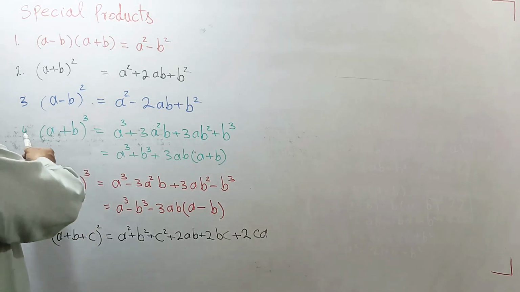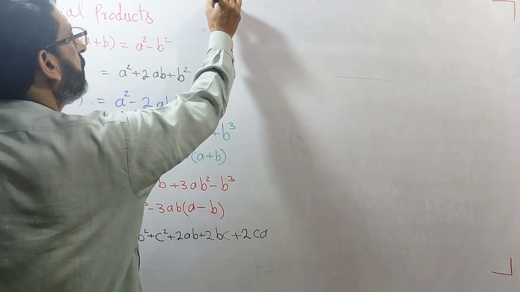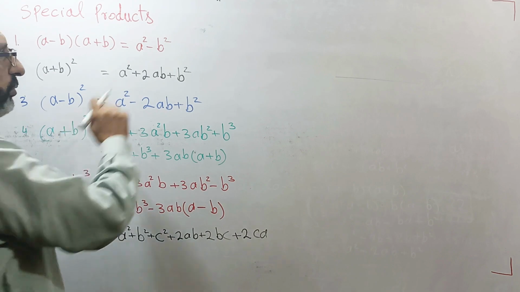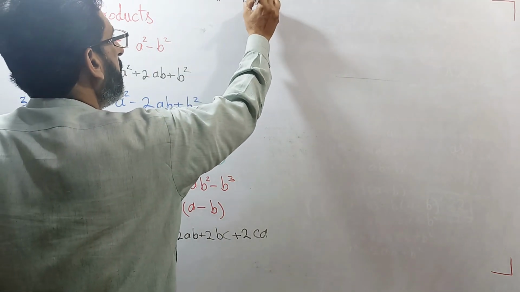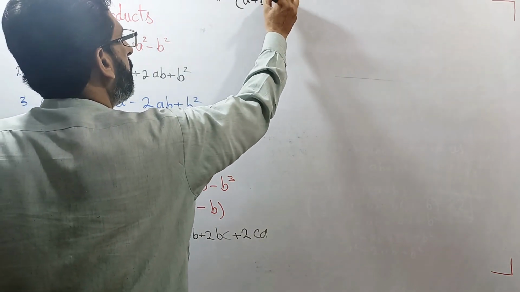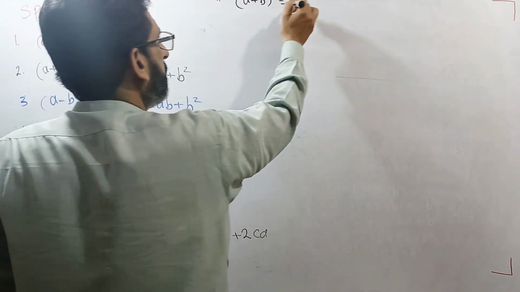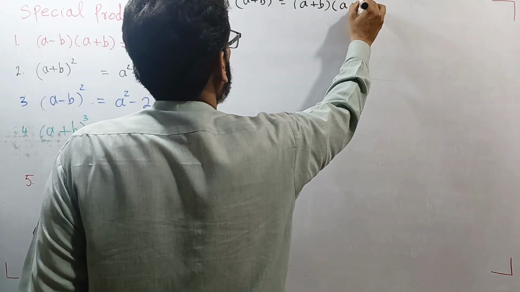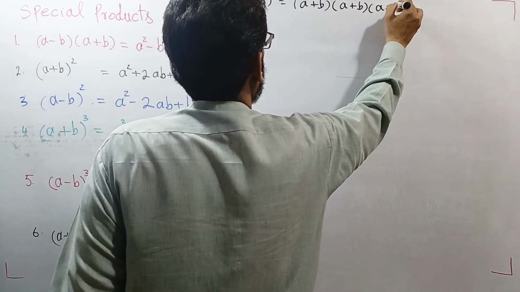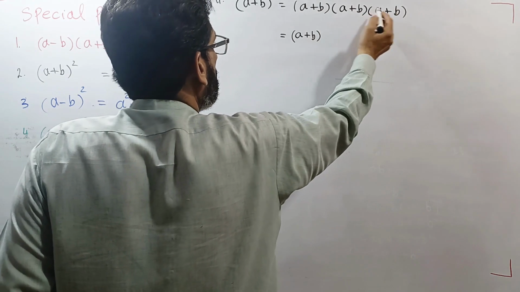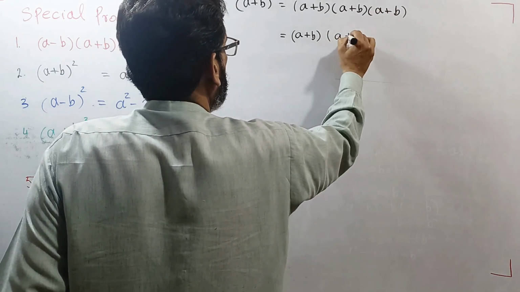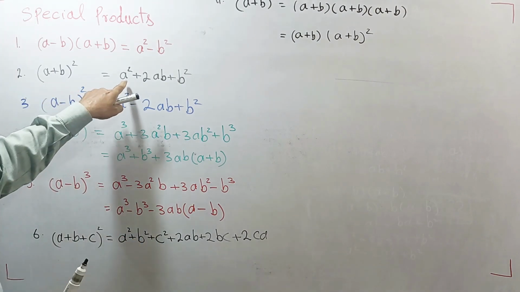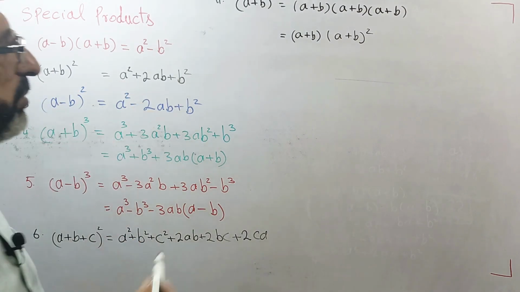Now we prove formula number 4. Its left hand side is (a + b)³. We will write this expression 3 times: (a + b)(a + b)(a + b). We know (a + b)(a + b) becomes (a + b)², and we already proved it. (a + b)² is equal to a² + 2ab + b².